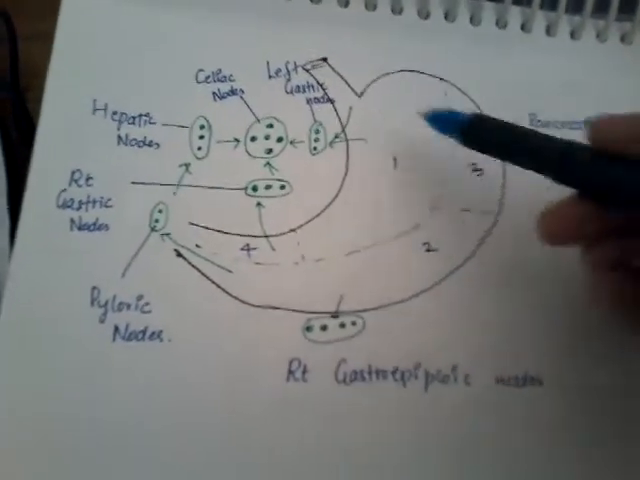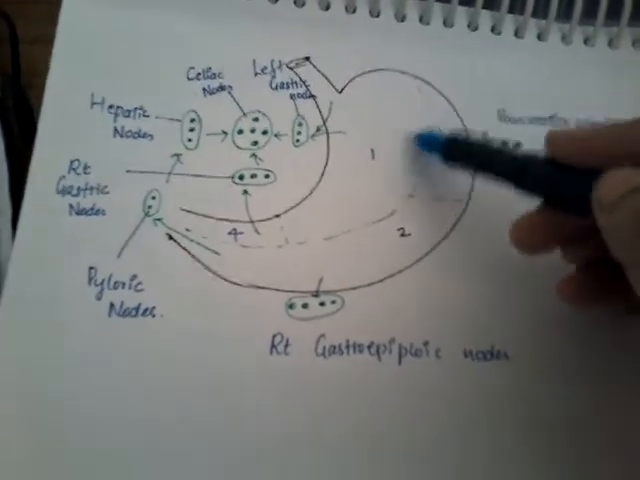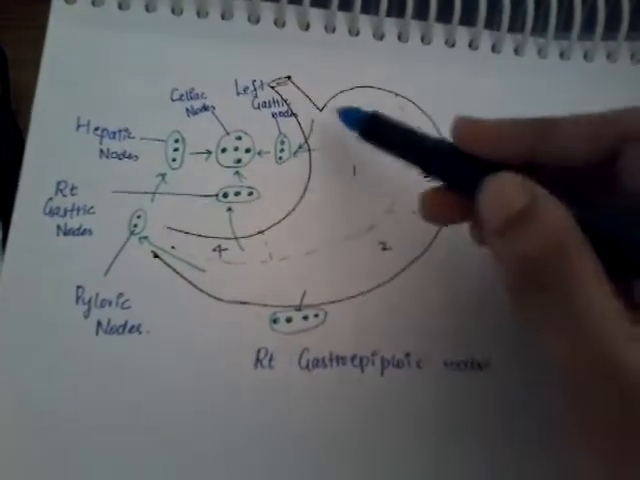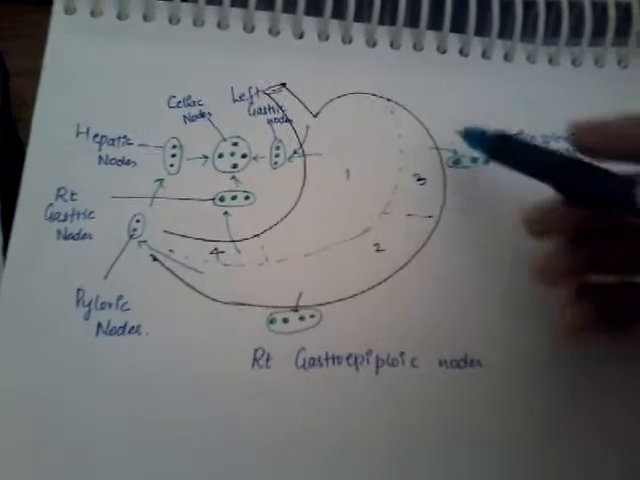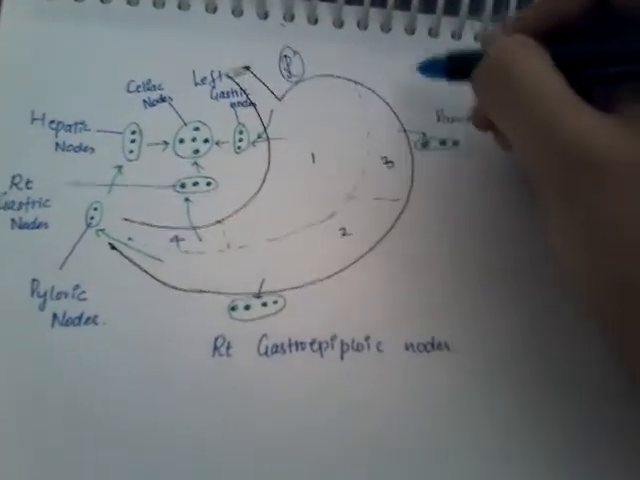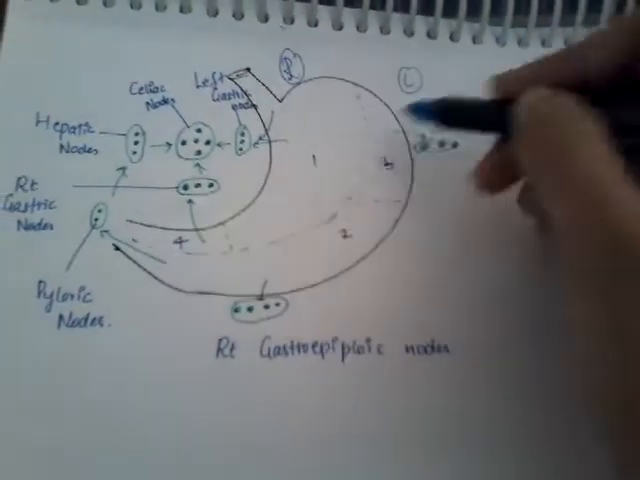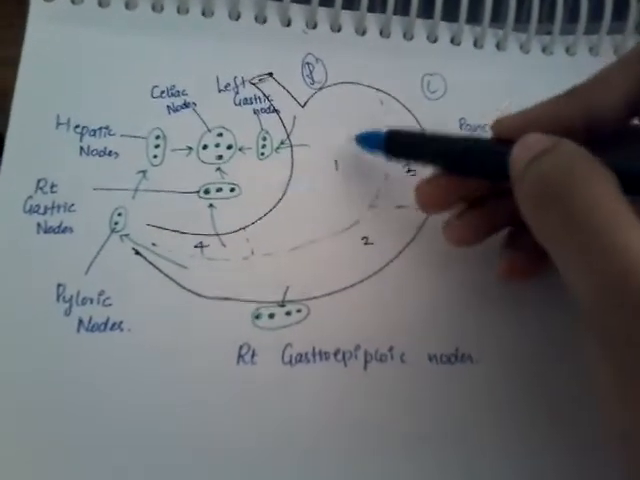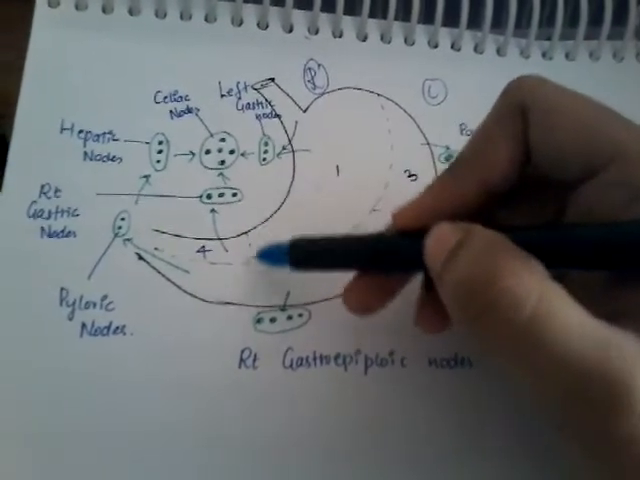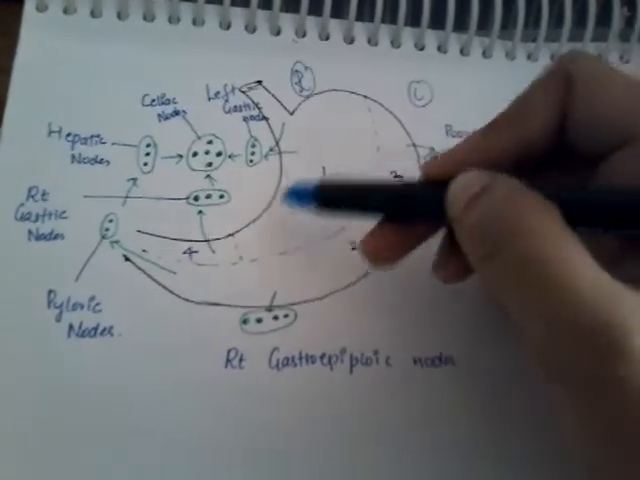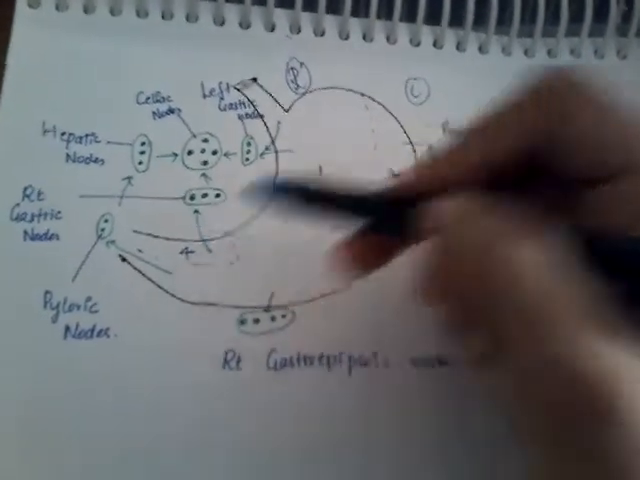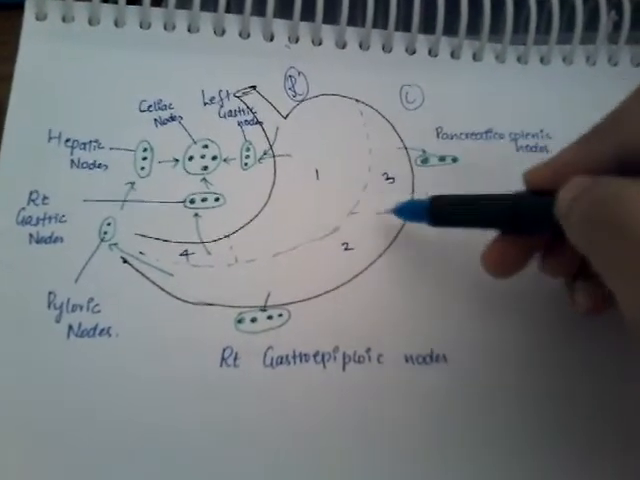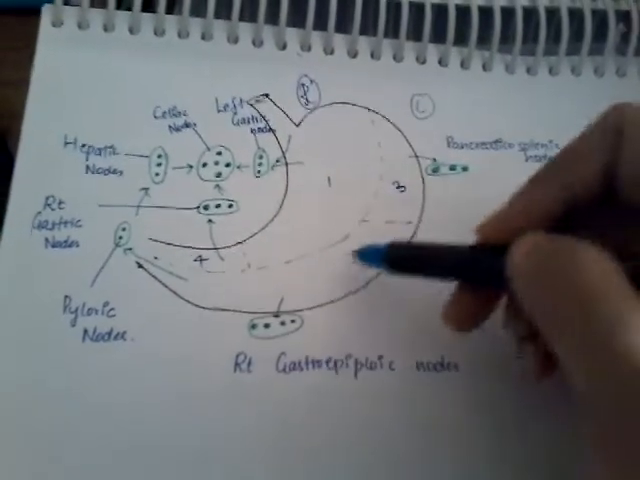A longitudinal line is drawn which divides the stomach into right 2/3 and left 1/3. This is right, this is left. The right 2/3 part is again divided by a transverse line into upper 2/3 and lower 1/3. Similarly, the left 1/3 is divided into upper 1/3 and lower 2/3.